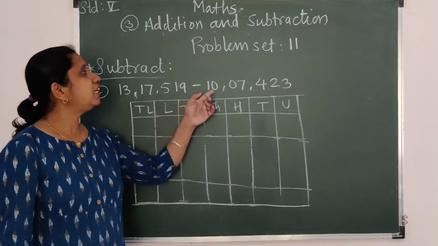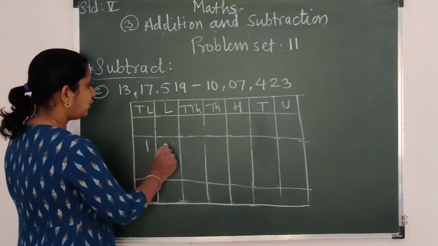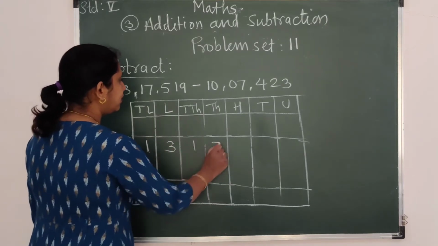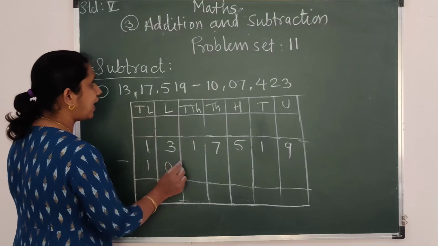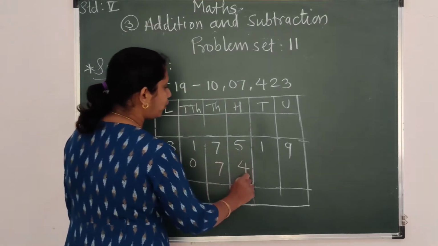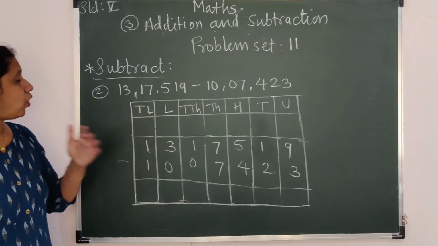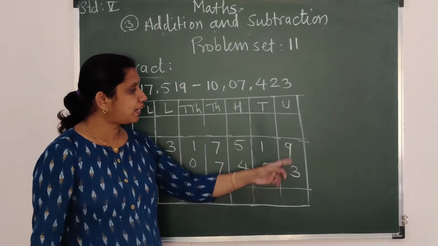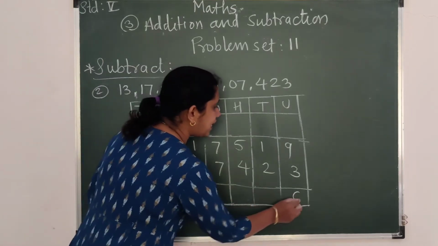13,17,519 minus 10,07,423. So let's write here in the table, minus 10,07,423. See students, now on the units place we have to subtract 3 from 9. It is very simple. 9 minus 3, yes, it is 6.